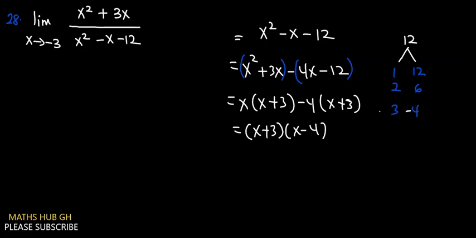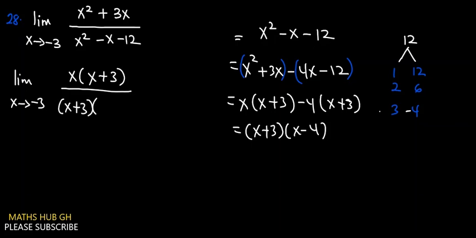So we are going to have the limit as x approaches minus 3. Let's factorize the numerator also. We are going to have x into bracket x plus 3, bracket closed, over x plus 3 multiplying x minus 4. Now we can do some cancellation here. This will cancel out this, and at the end, we are going to have the limit as x approaches minus 3 of x divided by x minus 4.